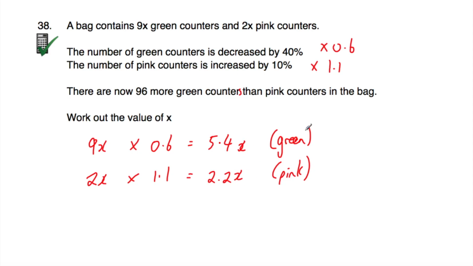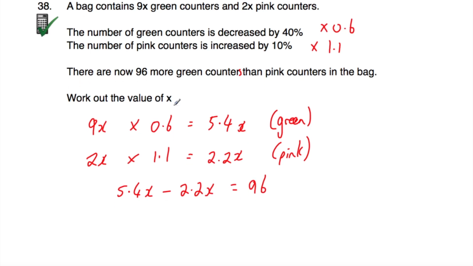Okay, so it's fantastic. We now know how many green counters are in the bag and how many pink counters are in the bag. Okay, they're in terms of x, it's not an actual number, but we've got our algebraic expressions for the number of green counters and pink counters. Now we're told there's 96 more green counters than pink counters in the bag. So that means that there's 96 more of these counters than these ones. So if we take them away, we get 96. So let's do that. 5.4x subtract 2.2x will be equal to 96. And that's an equation, and we can solve that, and that'll tell us x.